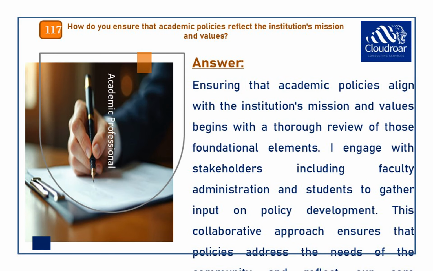Question 117. How do you ensure that academic policies reflect the institution's mission and values? Ensuring that academic policies align with the institution's mission and values begins with a thorough review of those foundational elements. I engage with stakeholders, including faculty, administration, and students, to gather input on policy development. This collaborative approach ensures that policies address the needs of the community and reflect our core principles.